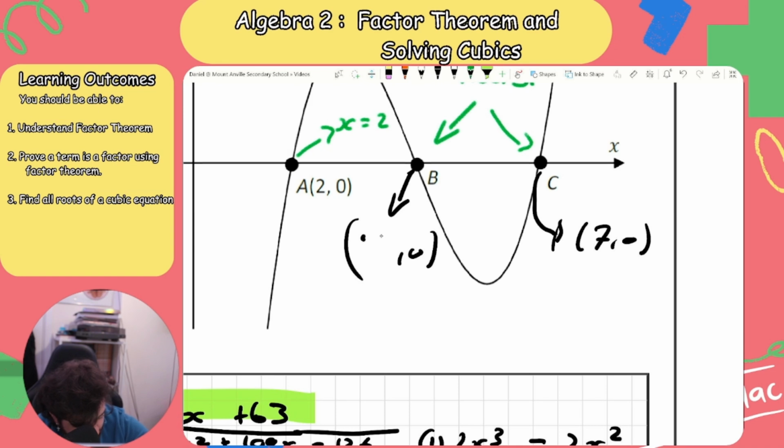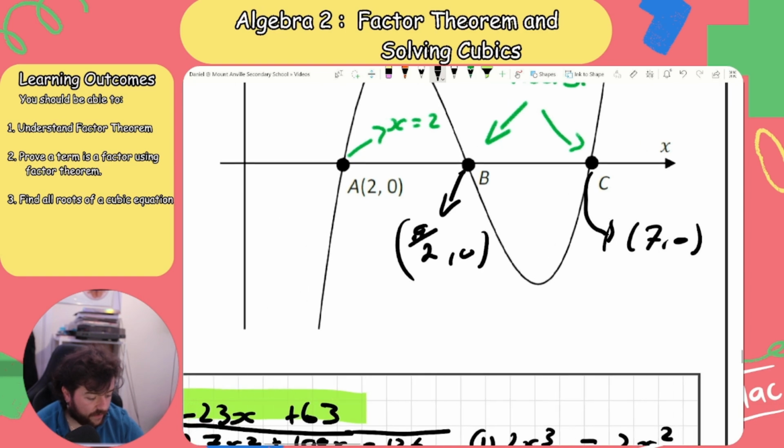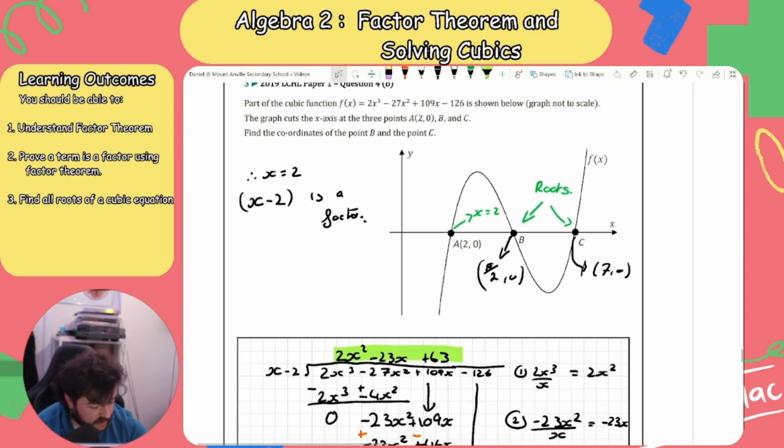I found the coordinates of B and C. So B is 9 over 2, 0, and then C is equal to 7, 0.